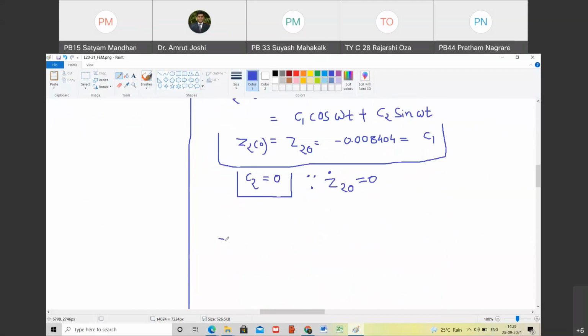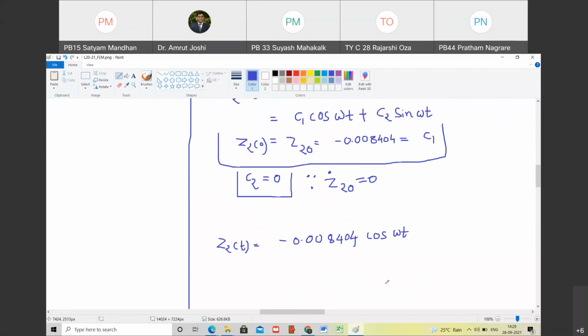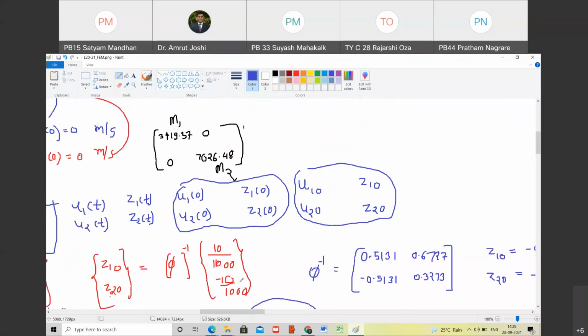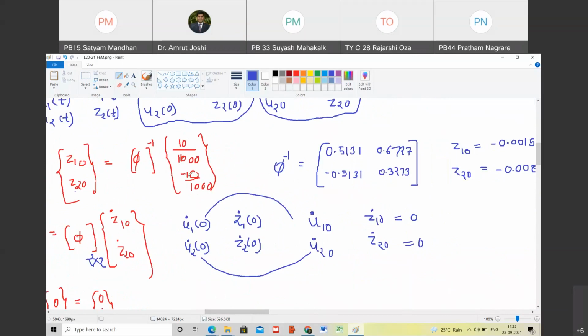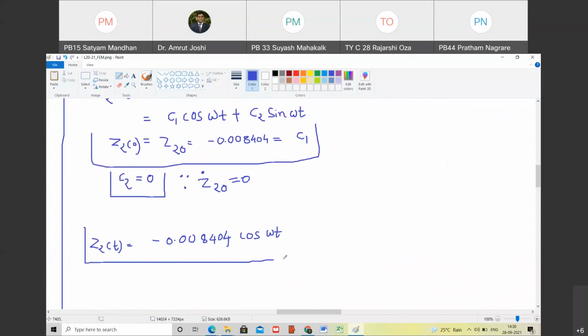So what is the solution? Z2 of t. बोलो क्या है solution? Minus 0.0004840 cos omega t. This is the solution. अच्छा, ये दोनों वैल्यूज हमारे नेगेटिव आए वो सही है ना? I hope we have not made any mistake here. We substituted this negative sign, right? Yes, sir. Okay. Fine. So this is Z2. So we have found out the responses.